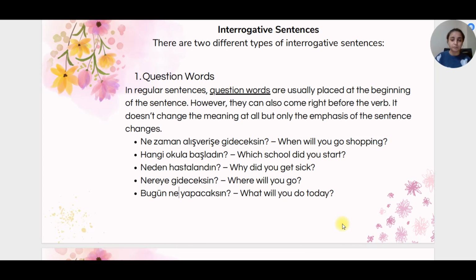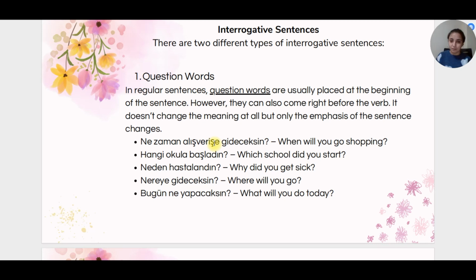For example, ne zaman alışverişe gideceksin? I asked, when will you go shopping? But I can also ask like that. Alışverişe ne zaman gideceksin? Now, the word just before the verb is emphasized word. And this is a quality of Turkish sentence structure. If you use a word before verb, it is emphasized word. And you can change the sequence, this depends on your emphasis.